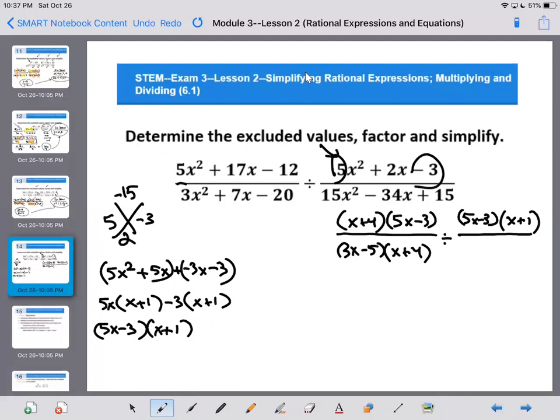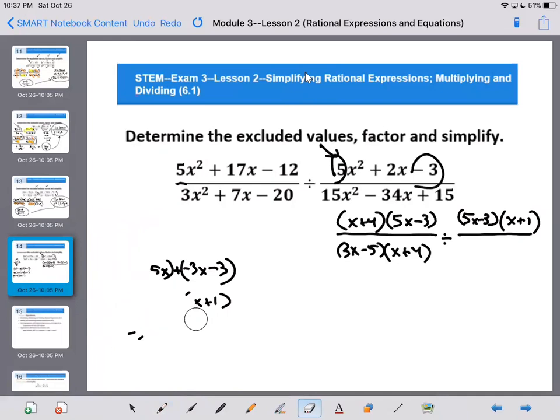So this is more of a tedious one where you're going to have to factor everything first, get it to a format to where you can then multiply by the reciprocal, state your excluded values, and then go ahead and divide out. So we've got 3 of the 4 complete.